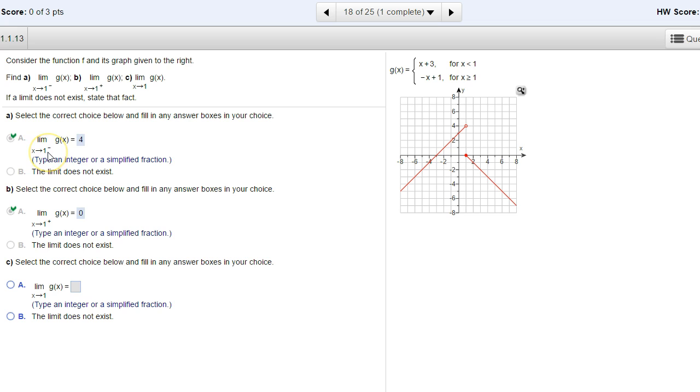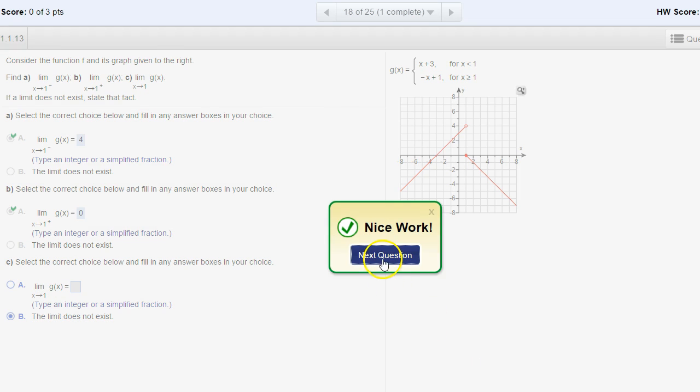When we approach x equals 1 from the left, we get an answer. And as we approach from the right, we get an answer, but those answers are not equal to each other. So the limit as x approaches 1 doesn't exist. When you get different answers approaching from different directions, the limit without a directional does not exist. Nice work.